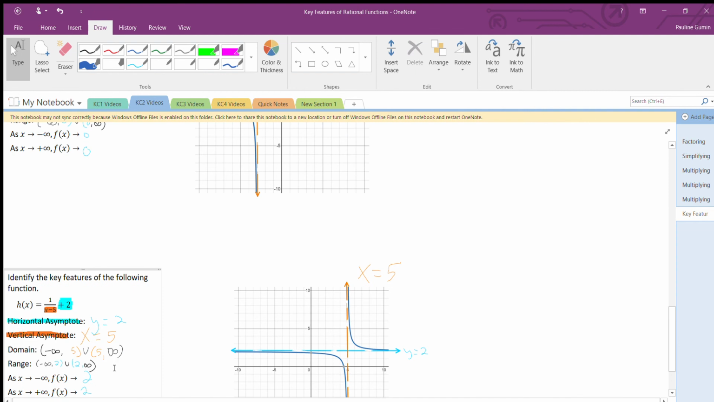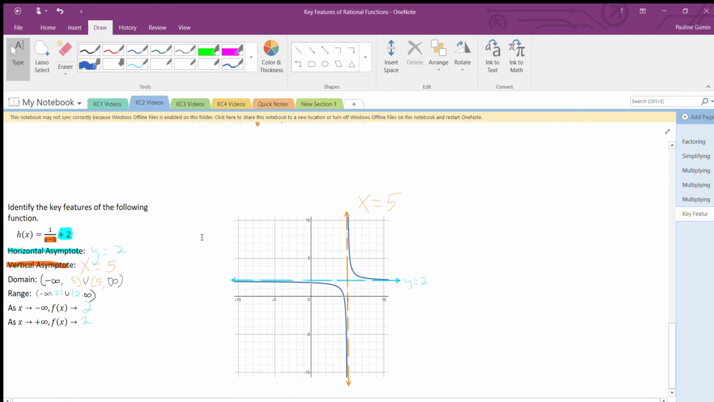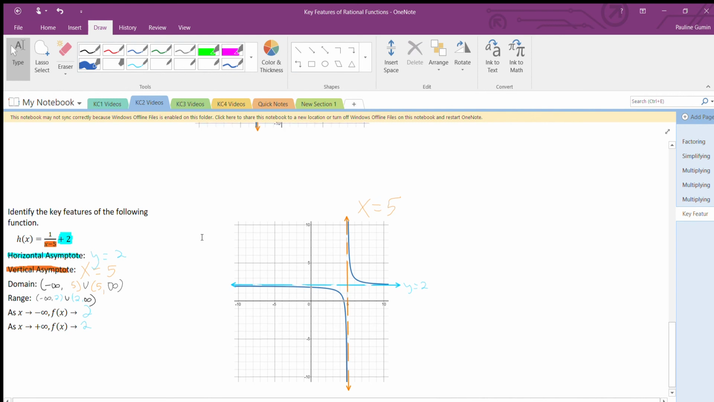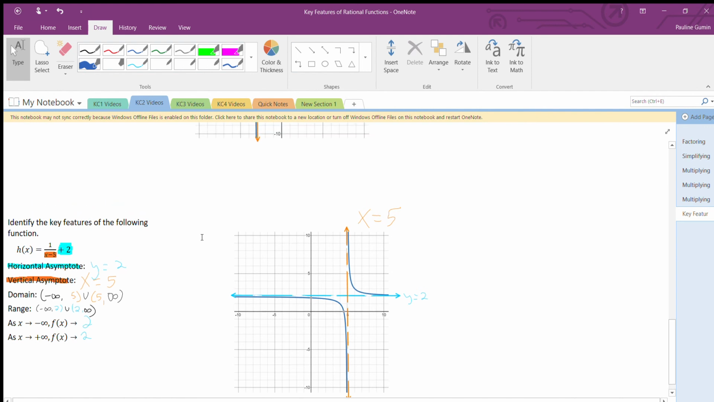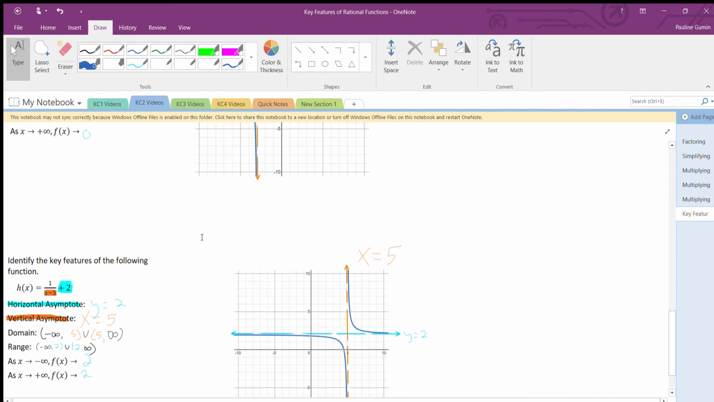I hope that you can see all of these relationships. I did my best to color code them so you can see how the asymptotes relate to the domain, to the range, to the end behavior, and to the equation.